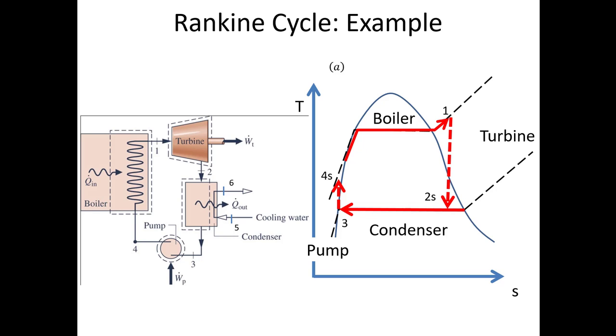Here's what my Rankine cycle looks like as I draw my TS diagram. As I move through the ideal turbine, I move from state 1 to state 2S. That's a vertical line, so the specific entropy stays the same. But when I go through the real turbine, the specific entropy increases, so I move not to 2S, but to 2. The same is true when I move from 3 to 4S. That's a vertical line. And when I move from 3 to the real pump exit, that's 4, I'm moving to the right because the specific entropy is increasing.